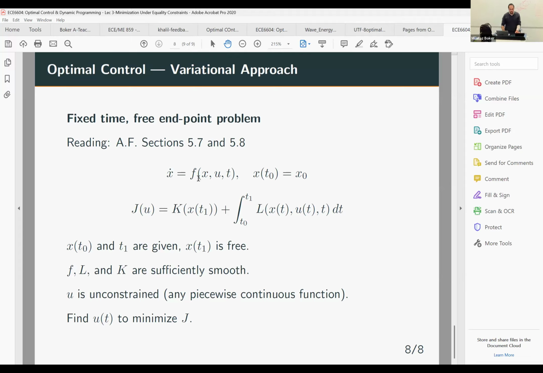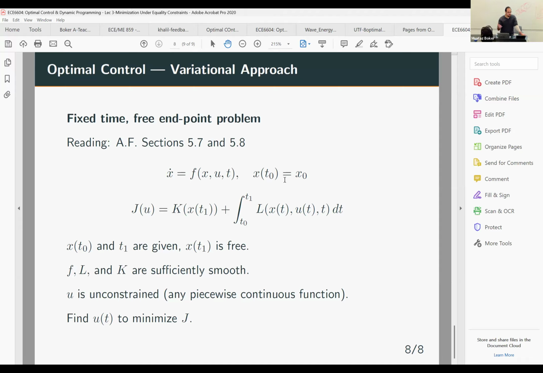The first problem we are going to deal with is what's known as the fixed time free endpoint problem. The approach that we're going to follow is known as the variational approach, which is the main approach that defines optimal control. So what is this problem? Consider a system, x dot is equal to f of x, u, and t. So it's a nonlinear system, it could be time varying, and it has an input u.